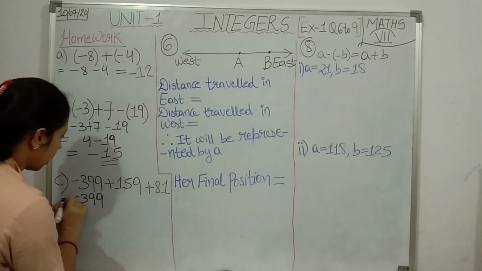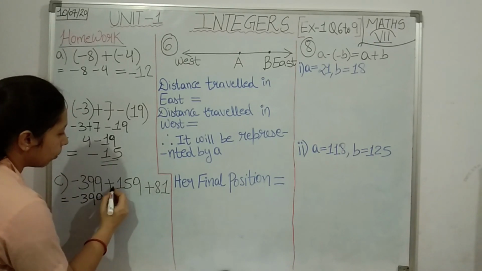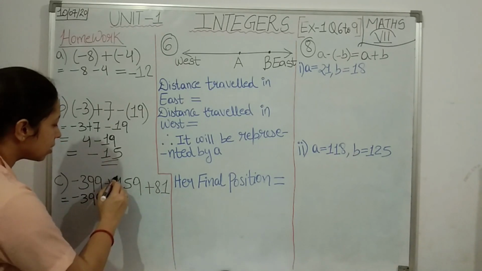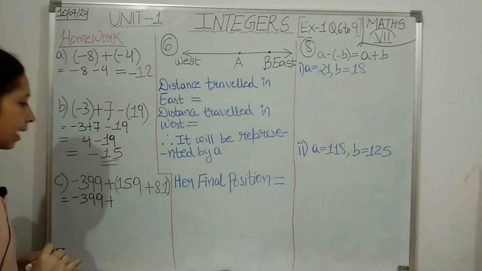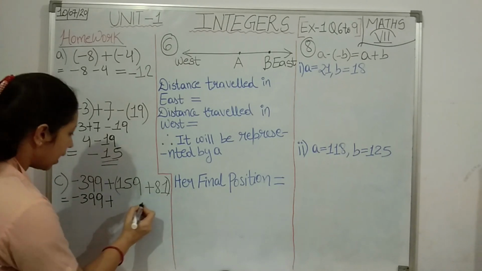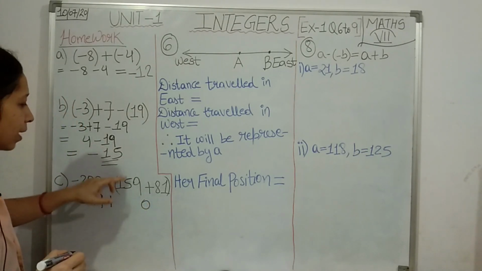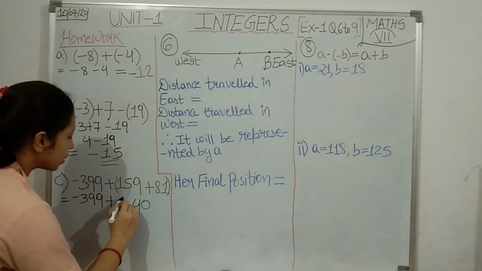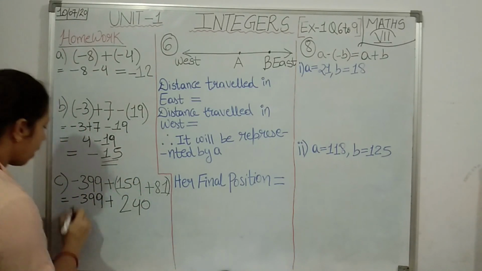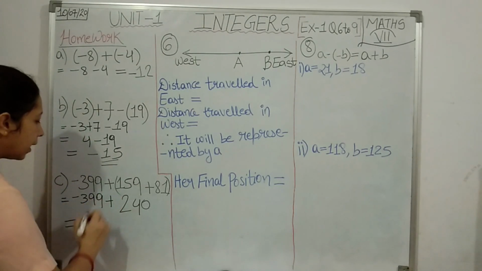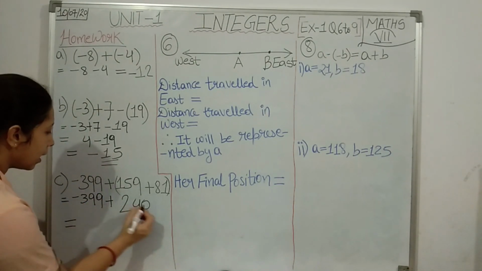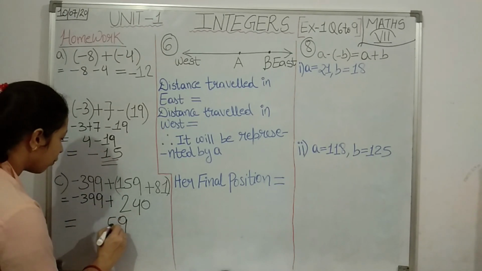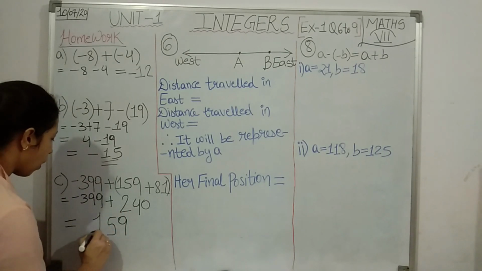-399 plus, see both the numbers are in addition only, both the numbers are positive integers, so form the group and add and directly write the answer students. 9 plus 1 is 10, 1 carried, 5 plus 1 is 6, 6 plus 8 is 14, again 1 carried, 1 plus 1 is 2. Finally minus plus minus, so 399 minus 240 you have to do students. 9 minus 0 will get 9, then 9 minus 4 will get 5, 3 minus 2 will get 1.